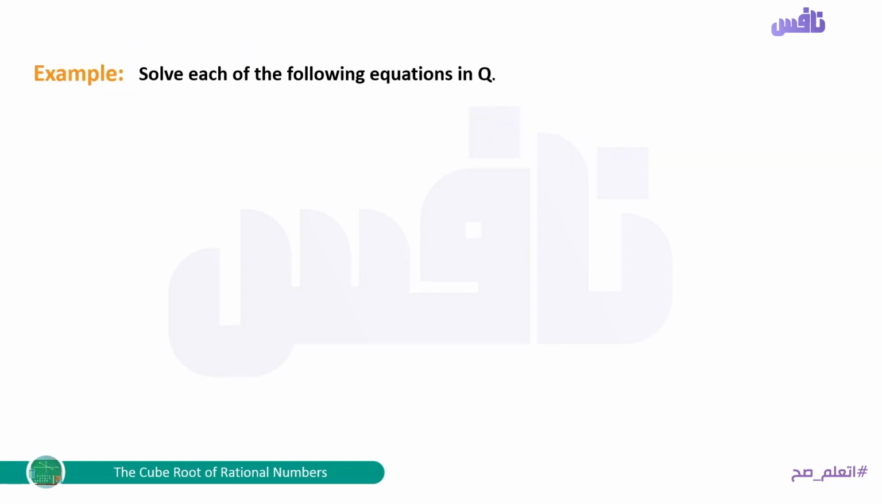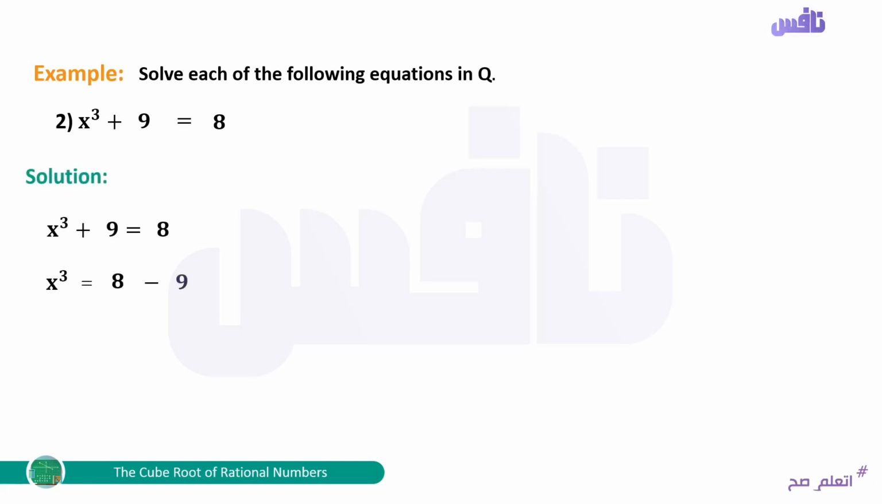Another example, number 2, x power 3 plus 9 equals 8. The expression which has power 3, this one, x power 3, we are going to make it alone in the left hand side. So 9 will go to the other side by subtraction, like that. So the answer will be negative 1. Now we have x power 3 equals negative 1.